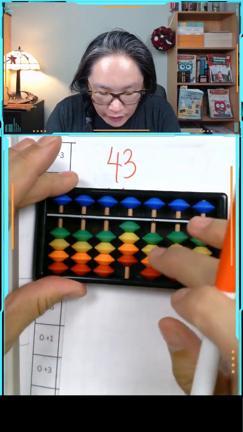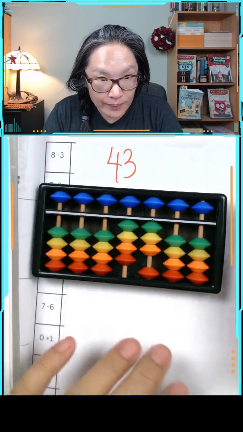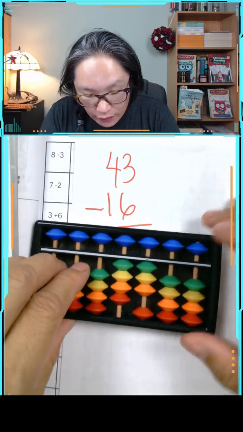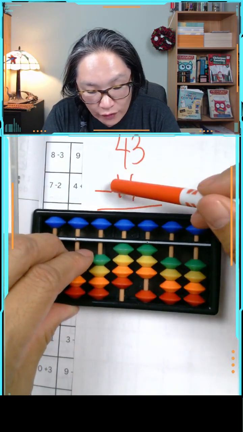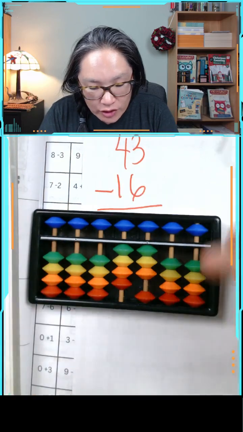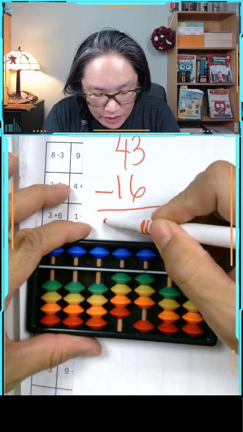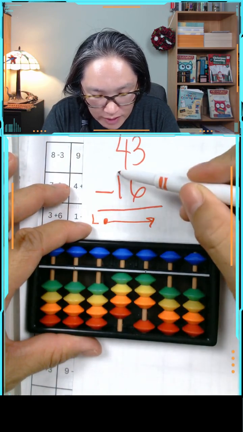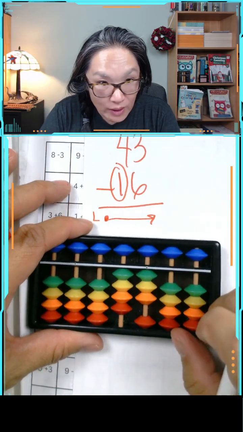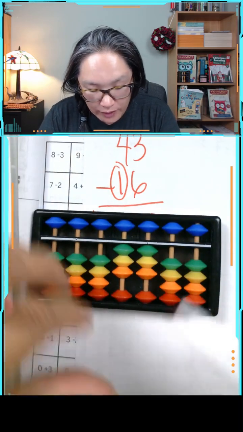So we have 43 on the abacus. That's easy, right? Not a problem. And then what we're going to do is take away the 16. When we take away the 16, we do the first number on the left first. We actually go from left to right. That's how we do it in Abacus World. So we start off with this one. We take away the 1. That's easy. Not a problem.